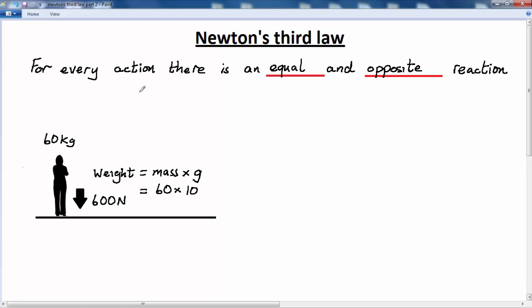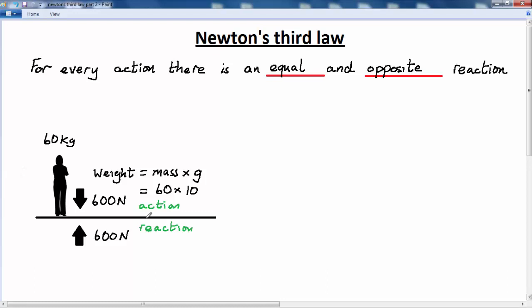So that is what we call the action. We can call this force the action. But at the same time, there is a reaction. That's to say, the Earth pushes back against the woman with an equal but opposite force of 600 newtons. So we can call this the action, and following Newton's third law, the Earth pushes back with a reaction, and these are equal but opposite.